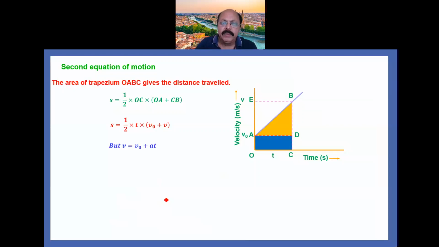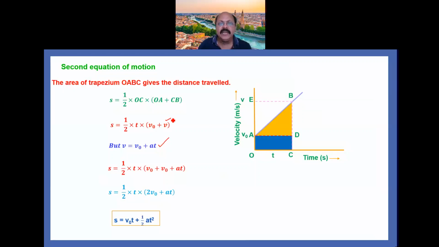But from equation 1 we know that V equal to V naught plus AT. Substitute this value in place of V. Then the equation becomes S equal to 1 by 2 into T into within bracket V naught plus V naught plus AT. Then simplify it, you will get S equal to 1 by 2 into T into within bracket 2V naught plus AT. Then multiply this half AT inside the bracket and rearrange it, then you will get S equal to V naught T plus half AT square, or we can write S equal to UT plus half AT square.